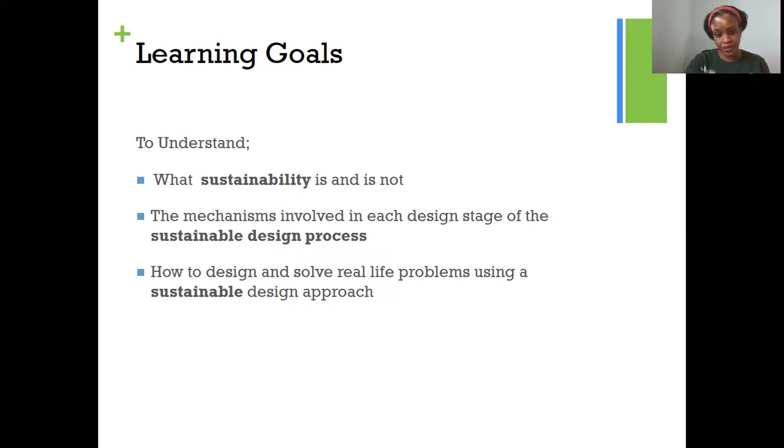So we'll look at the sustainable design process and put it within the context of the cradle to grave cycle of a product or process. Then lastly, I'm hoping that we would be able to show real life examples so that you can apply the sustainable design process to real life problems, especially your Lab 3 project, which is as real as it gets. So let's start our conversation.